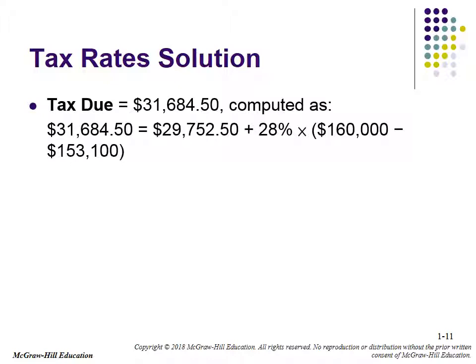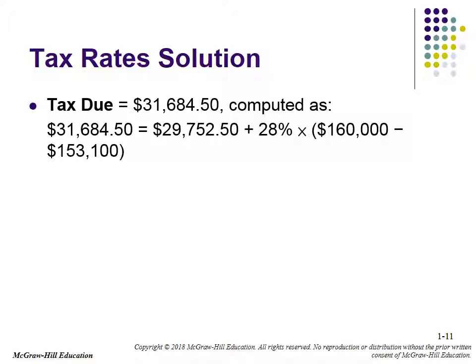That part of their income, $6,900, is multiplied by the tax rate of 28%. That's their marginal tax rate right now. So you get $1,932. If you add the $1,932 to the $29,752.50 given, you will get their tax due of $31,684.50. So that's how much they owe.